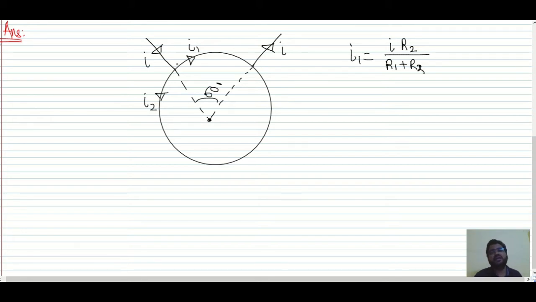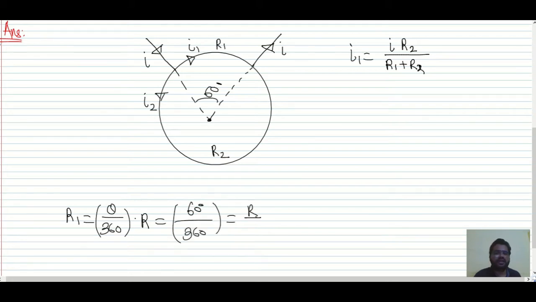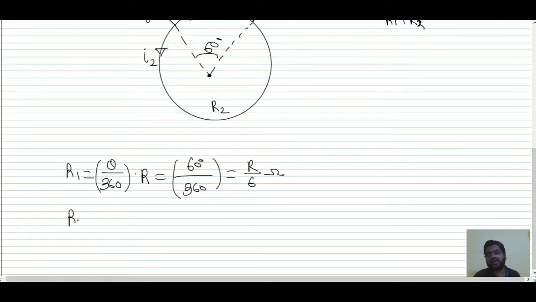Now to find resistance R1 and resistance R2, we use R1 is equal to theta by 360 into the total resistance capital R. So what is theta over here? 60° divided by 360, which is equal to R divided by 6 ohm, we have R1. Likewise, what is R2 then? R is R1 plus R2, isn't it? Total resistance. So R minus R by 6 will be the R2, that is 5R by 6, or else 300 divided by 360 into R will be the R2, that is totally fine.